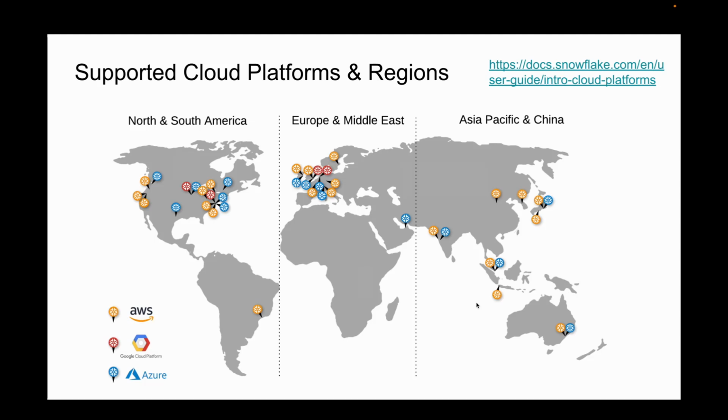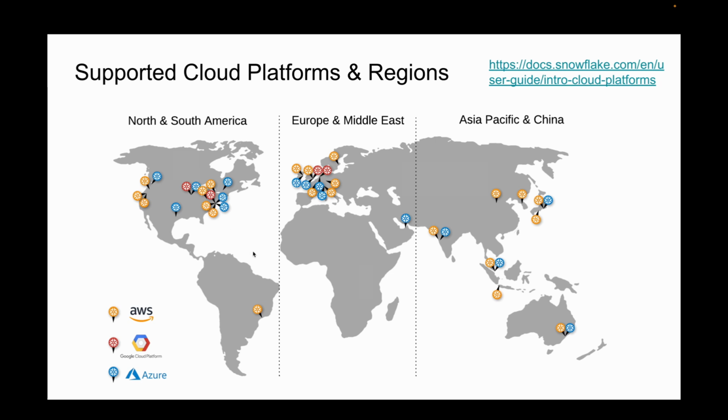Let's now look at how Snowflake is deployed and made available to the customers. Snowflake is hosted as a public cloud service. You can see here in the diagram, it's available on multiple cloud regions. Snowflake is available on all the three major cloud platforms, AWS, Google Cloud Platform, and Microsoft Azure. And as you can see here in the picture, it's available across continents in the globe.